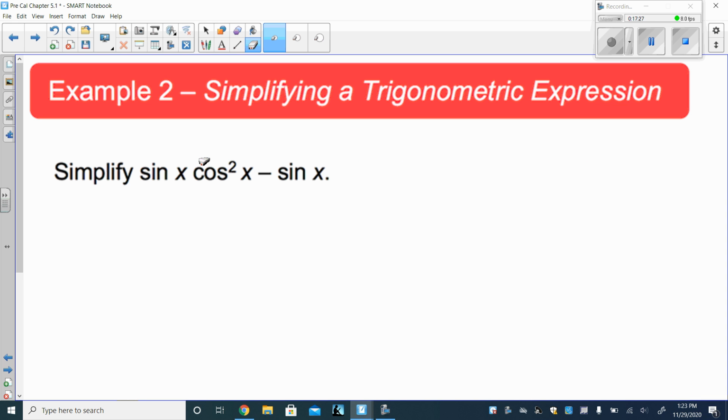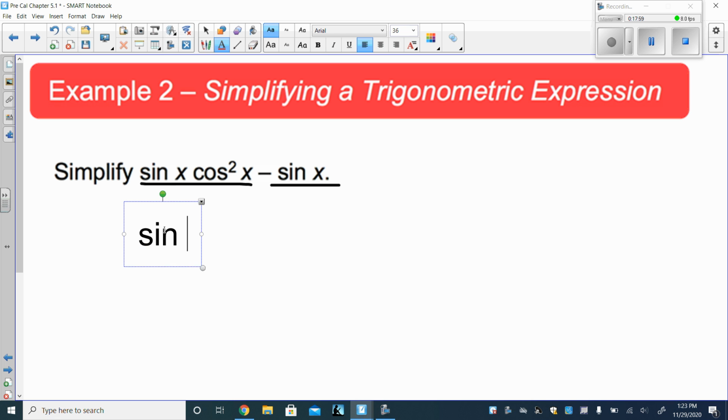Now the last thing we're going to talk about is simplifying trigonometric expressions. So this one here, we have sine of x times cosine squared of x minus sine of x. And what we want to do is try to simplify this as simply as possible. And for most of these, we're going to see if we can write it as a single term. Now when we look at this, I notice that there is something in common with both of these terms. They both have a commonality of sine. So I'm going to factor it out of both terms.